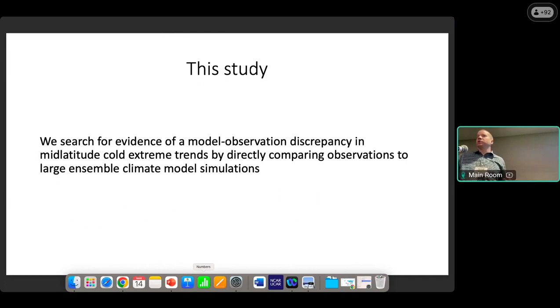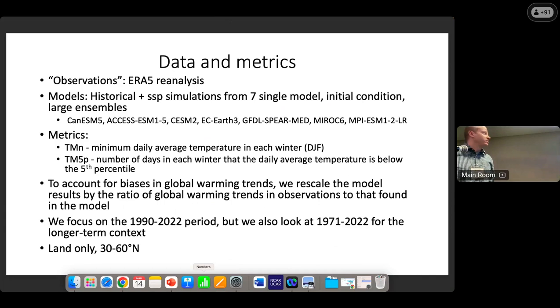So just a quick overview of the data and metrics that we're using. For observations, we're just using ERA5 reanalysis. I have looked at other data products, including the Japanese reanalysis as well as the Berkeley Earth daily data, and you get basically the same answers. But for the most part, I'm only going to show ERA5 reanalysis. For models, we're using historical and SSP simulations from 7 different single-model initial-condition ensembles. See the models listed there. It's a total of 300 realizations across the models.